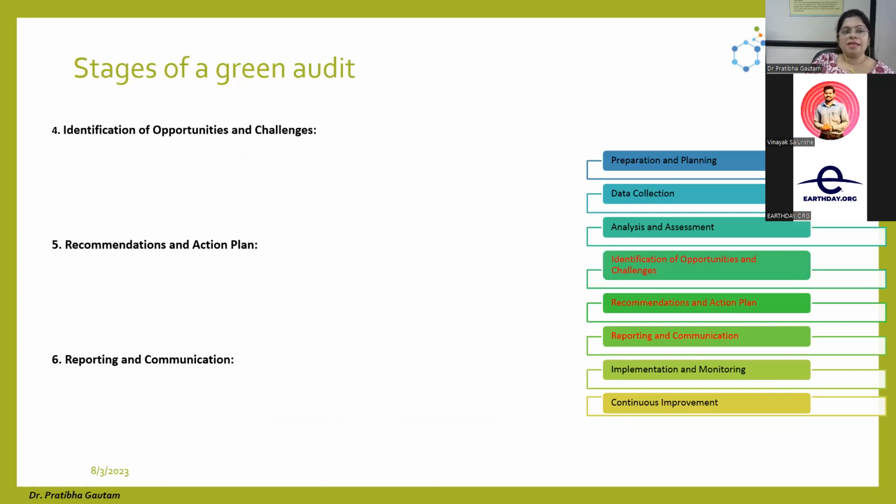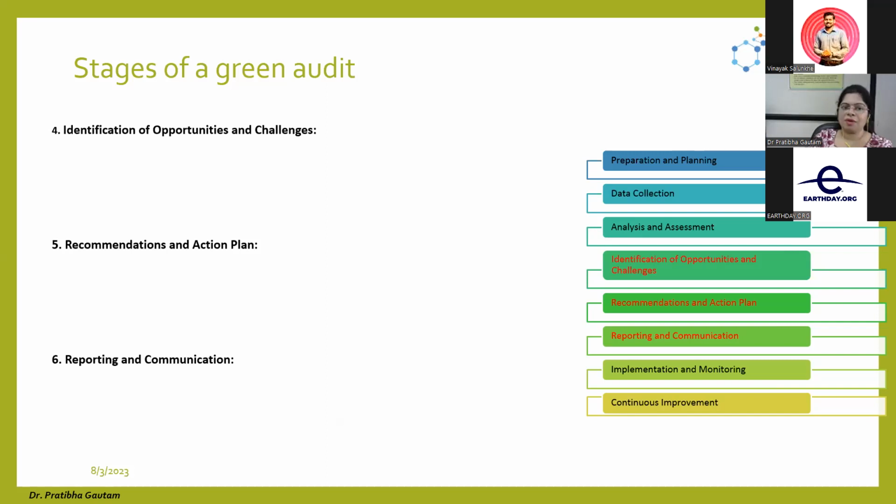Then the next stage is identification of opportunities and challenges. Once you have analyzed the data, you know how this institute is performing. Then you can find out the opportunities. Okay, fine, right now they are using normal bulbs. If they switch to LED bulbs or something, then maybe performance can be improved. Maybe your street lights can be solar panel driven. That type of opportunities you can find out.